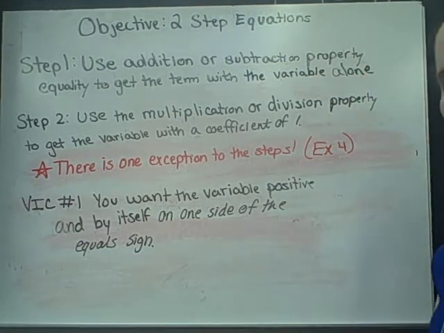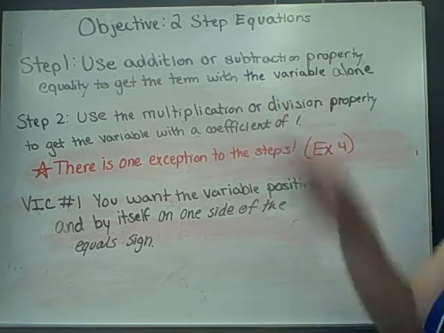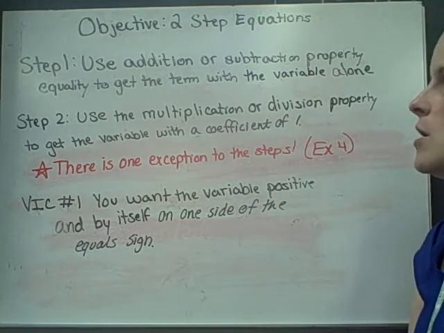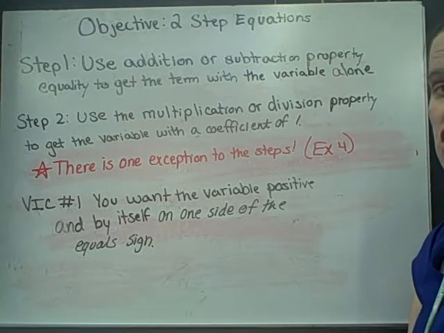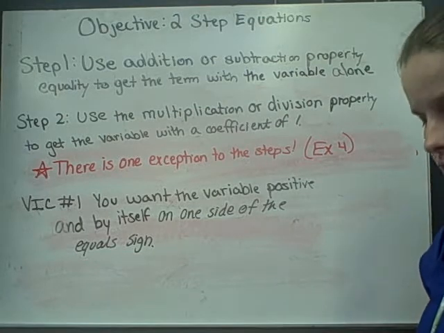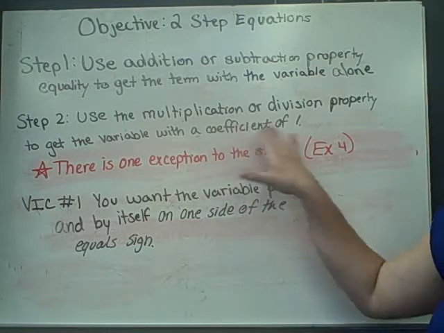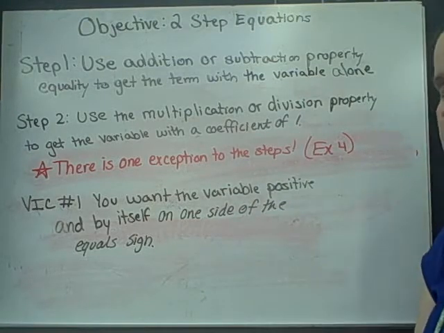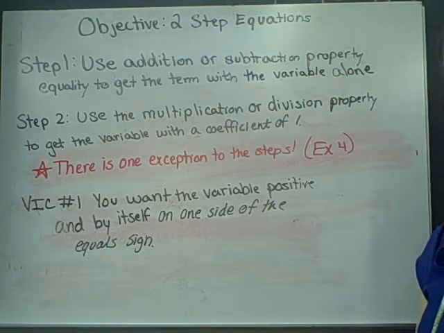So we're going to do our addition and subtraction first, in order to get the variable or the letter by itself. Step 2: use the multiplication or division property to get the variable with a coefficient of 1. Remember, the coefficient is the number in front of your variable. So I want my coefficient to be 1. I don't want 2x or 4x, I just want 1x.